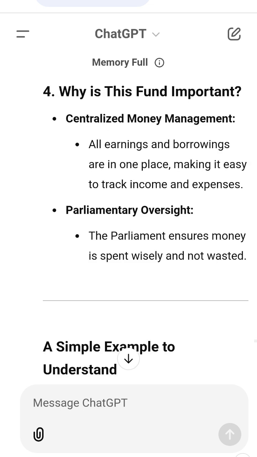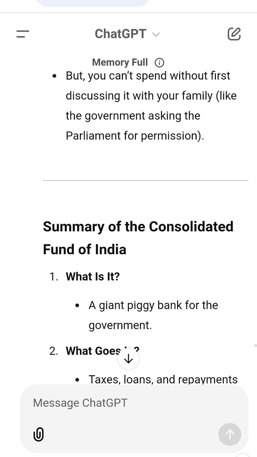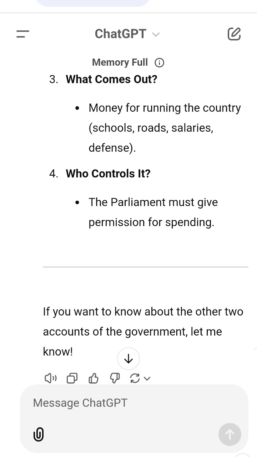Summary of the Consolidated Fund of India. 1. What is it? A giant piggy bank for the government. 2. What goes in? Taxes, loans and repayments of loans. 3. What comes out? Money for running the country, schools, roads, salaries, defence. 4. Who controls it? The Parliament must give permission for spending. If you want to know about the other 2 accounts of government, let me know.